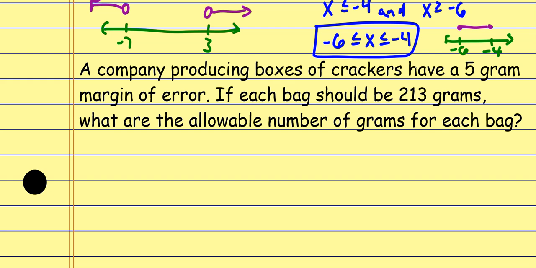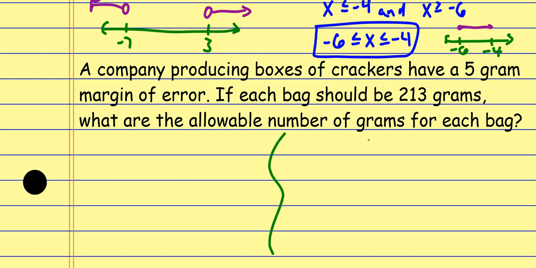The point here is that any word problem that would involve absolute value, we would typically solve another way. So let's think about the answer here first, okay? Let's think about it in terms of an inequality. It says each bag should be 213 grams, but there's a 5-gram margin of error, which means I can be off by 5 grams in either direction, all right?